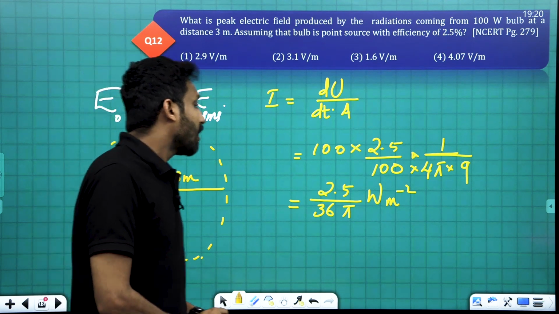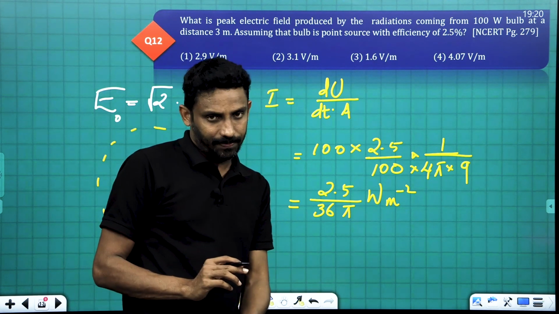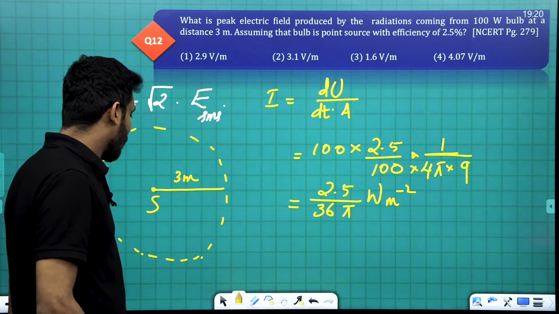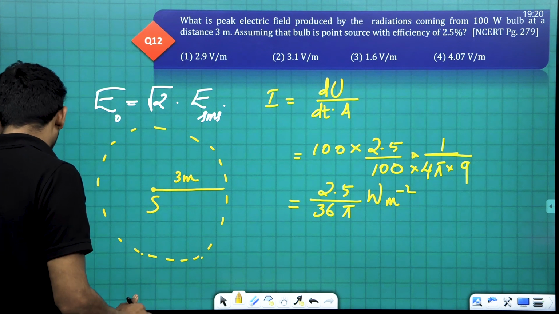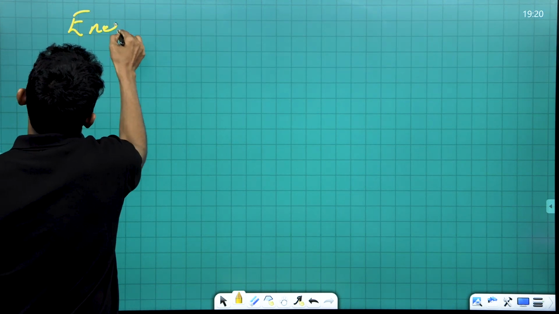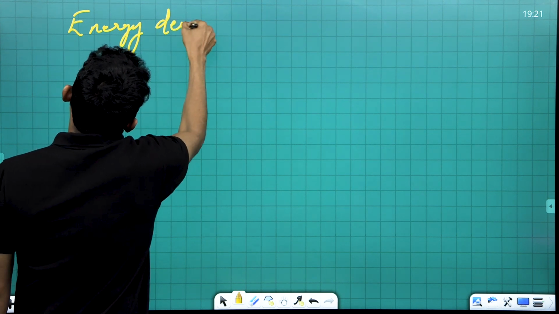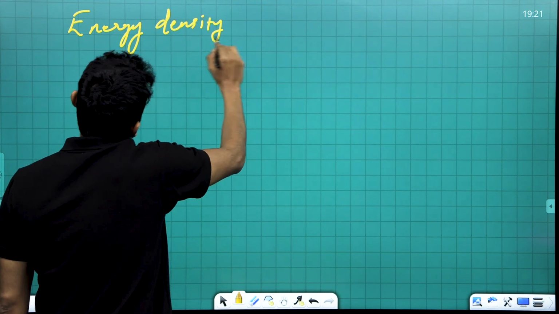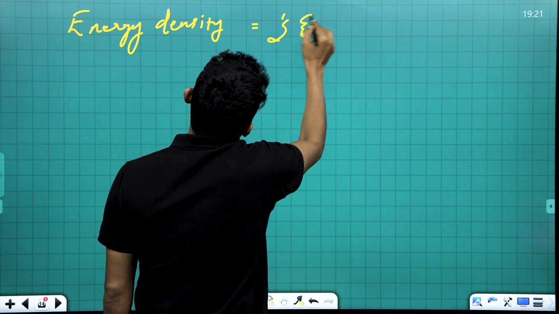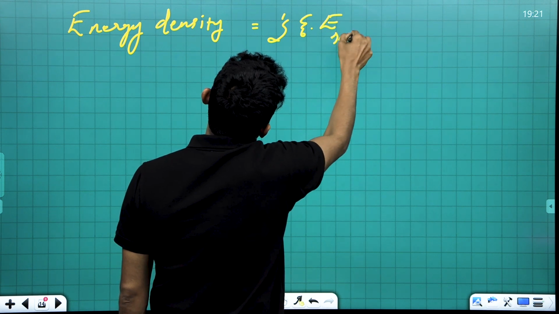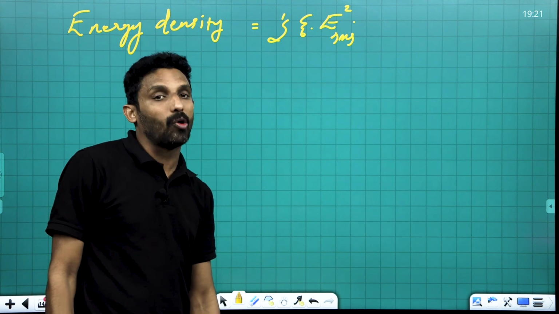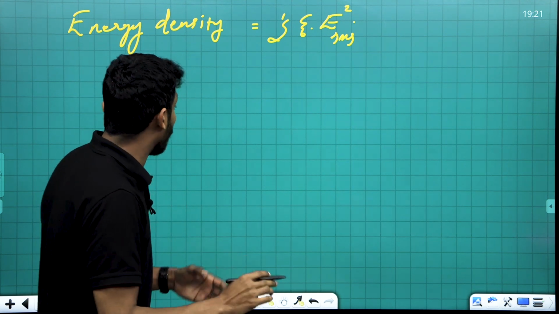Then what about the energy density? The equation of energy density contained in the electric field: energy density is equal to half into epsilon naught into E RMS square. This is the energy per unit volume.